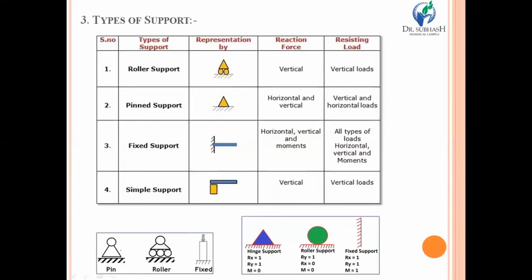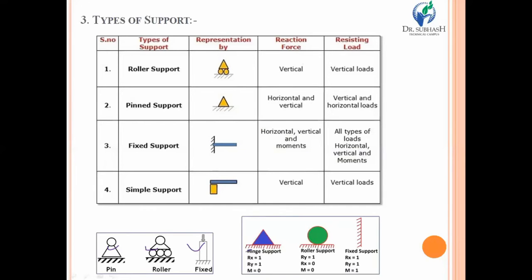Look at the bottom side. The left hand side diagram is in symbolic form. Pin support is there, roller support is there, and fixed support is there. Whereas the right hand side figure is a summary of what happens if you are using different types of support, and what reaction and moment that support offers.